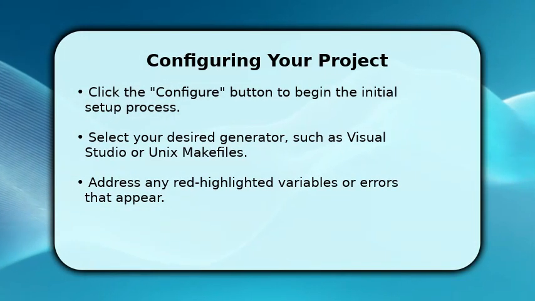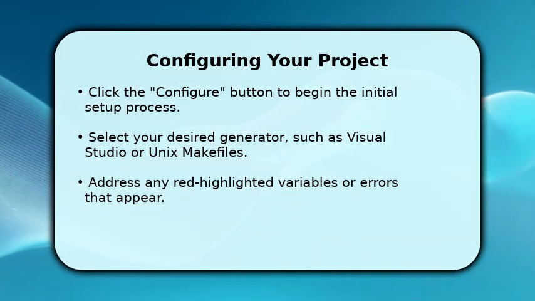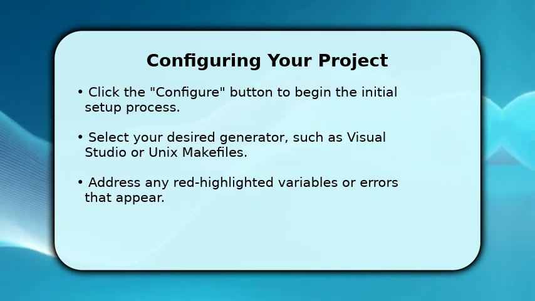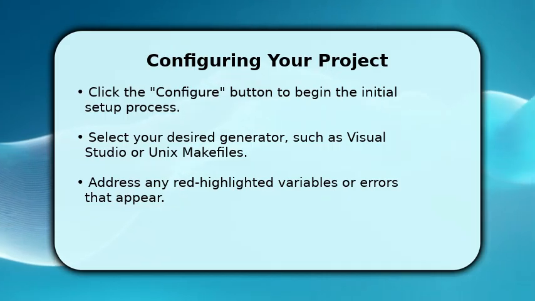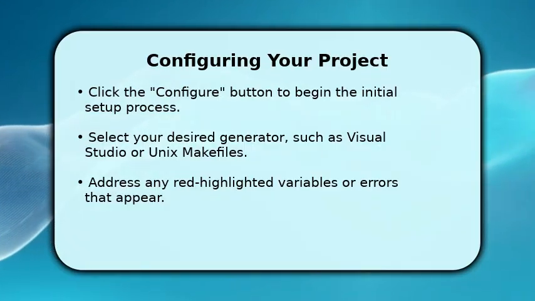After setting your paths, click the Configure button. CMake will then prompt you to choose a generator for your project. For example, you might select Visual Studio for Windows development or Unix Makefiles for Linux. Once selected, CMake will process your project's CMakeLists.txt files and populate the cache.